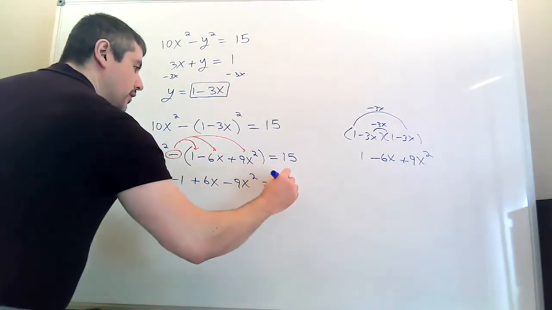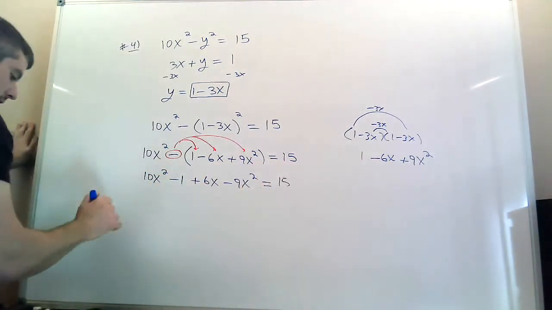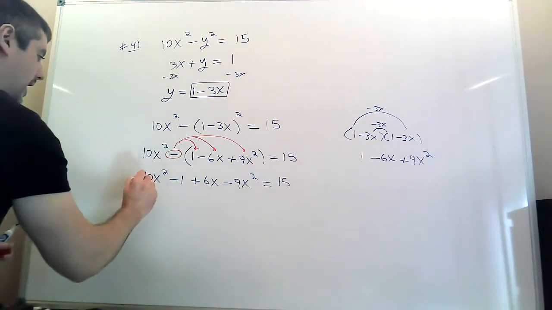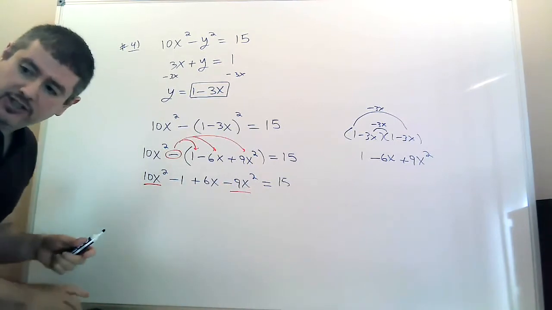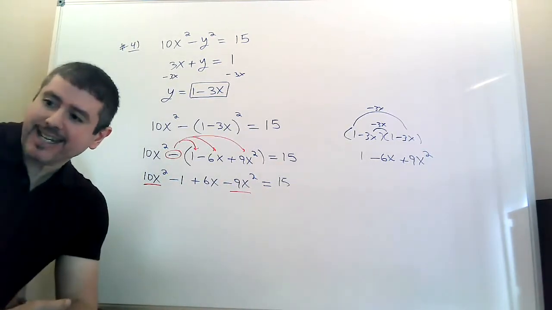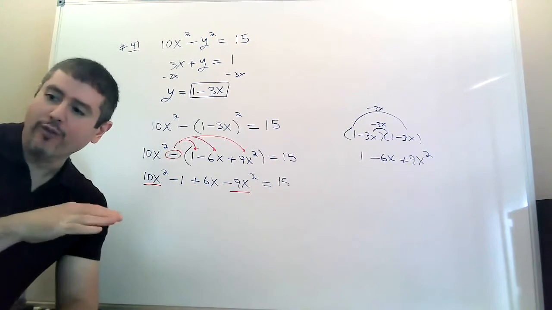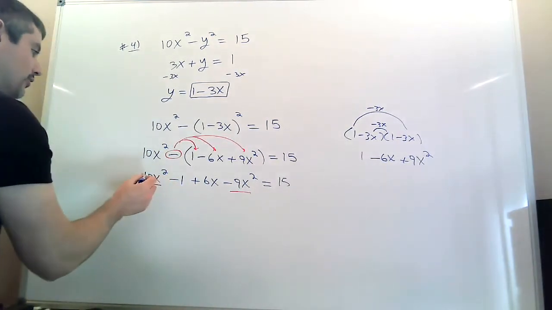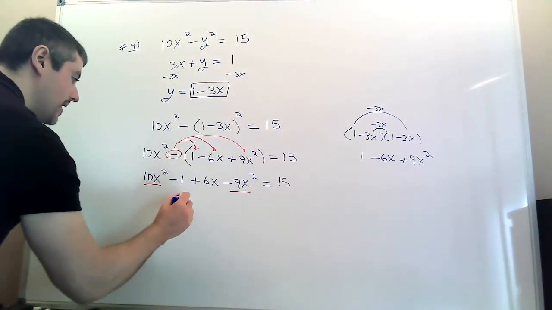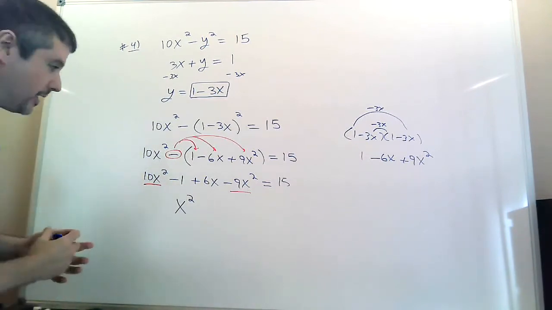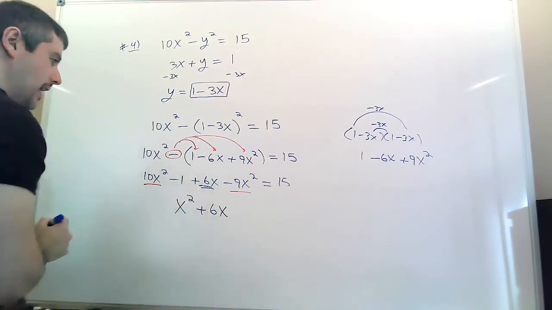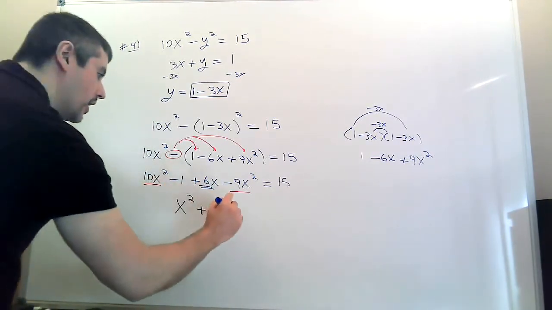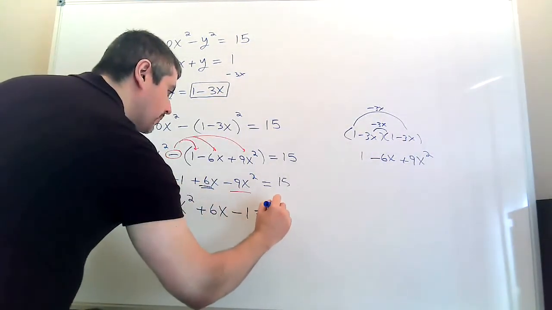Now, before I even deal with this 15, I got to clean this up. I have 10x squareds, and I'm going to lose 9. If you don't switch that sign, you're going to have 19. That's over. Problem is done right there. So 10 minus 9 is 1. Yay! It's by design. Who do you write next? You put the x next. Why? Because that's how we're used to seeing it. And then this negative 1, throw it at the end.